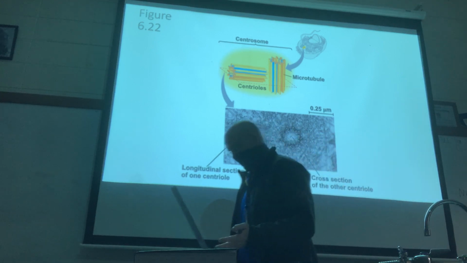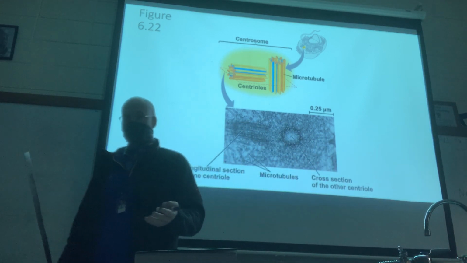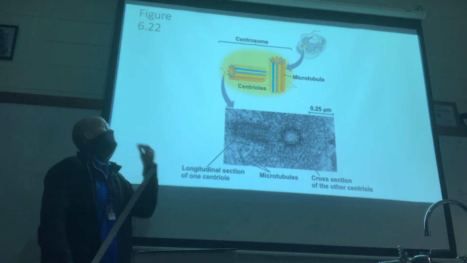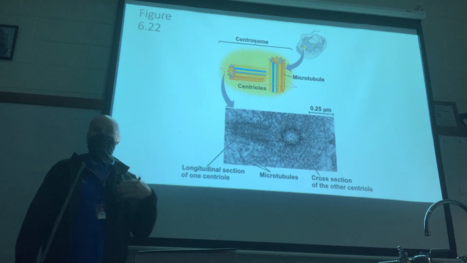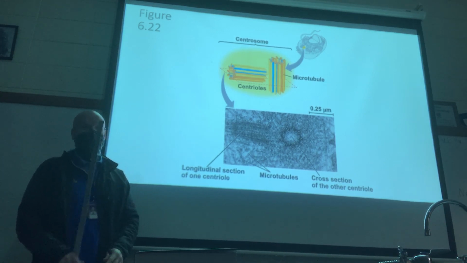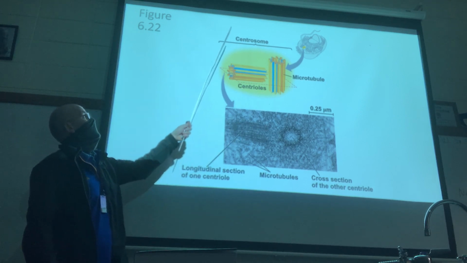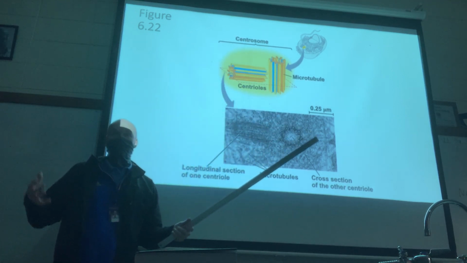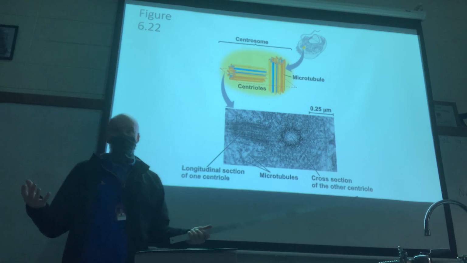Microtubules are a very important part of the cell, a very important component of the cytoskeleton. The cell has to make them and assemble them somewhere, and that's what's happening in the centrosome. You're kind of building the microtubules here.